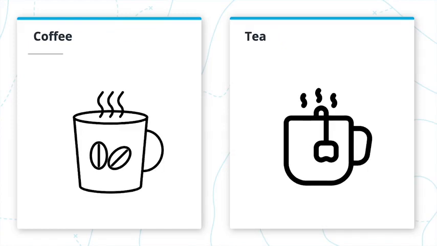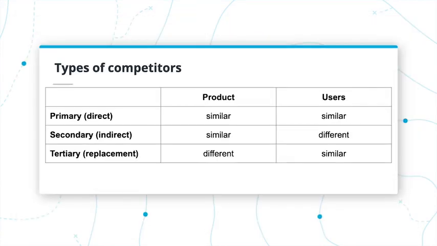Another example of indirect competitors is coffee versus tea. These are both beverages and they both have caffeine, but people tend to have a strong preference for one versus the other. For example, if you really, really like coffee, tea is probably not a product that you would consider purchasing. The last type of competitor is a tertiary or replacement competitor. And in this case, the product does a different job, but it ends up competing for the same users. It's called a replacement because it has the potential for consumers to replace one product with another one.